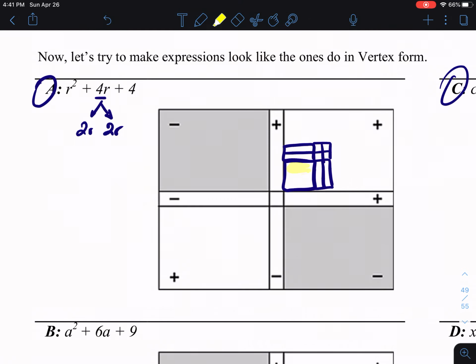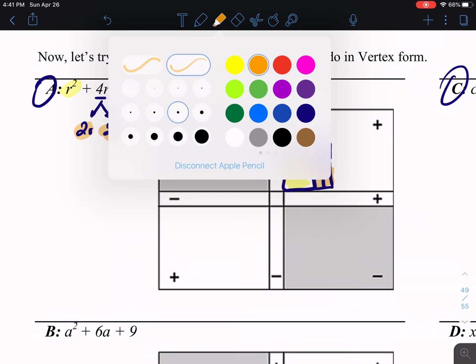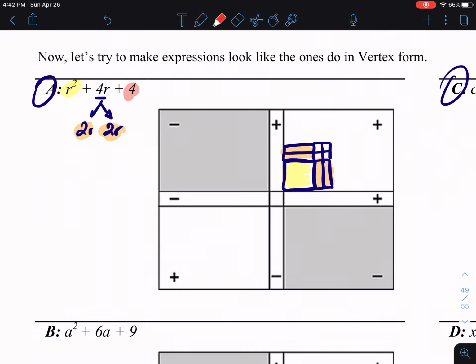So let's look at what we've got here. We have the r squared, we have the 2r and the 2r, and we have the 4. So in fact, we don't have any loose ones. We were able to place this quadratic expression into Algeblocks without having any loose values.